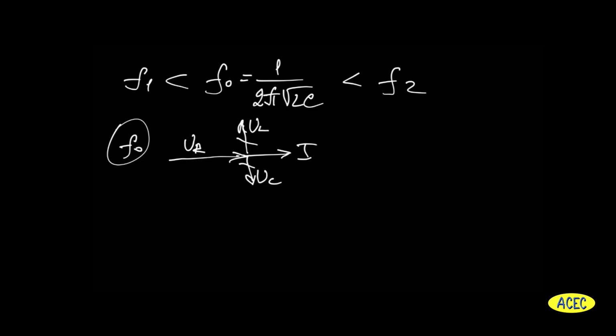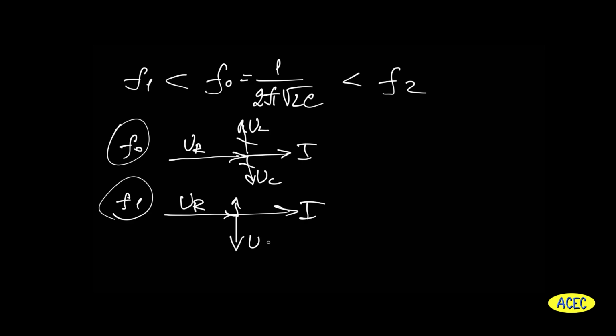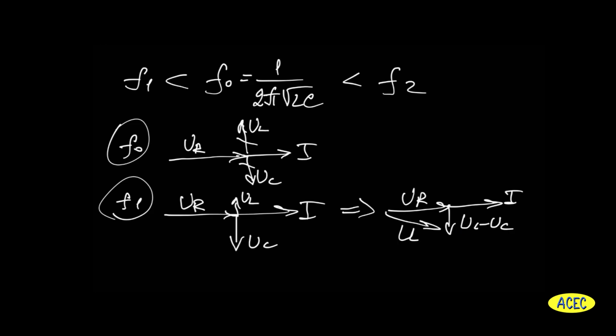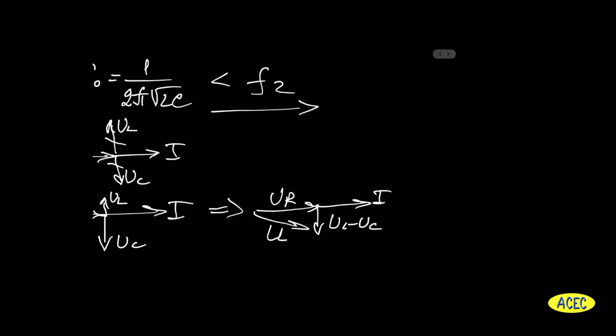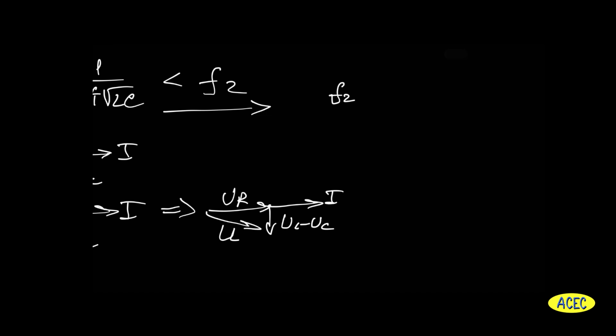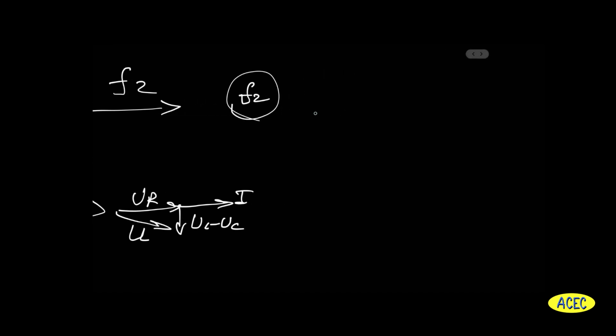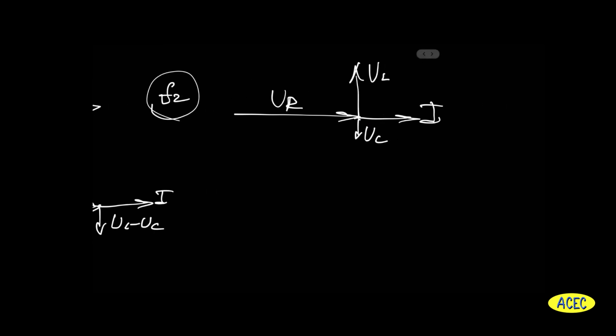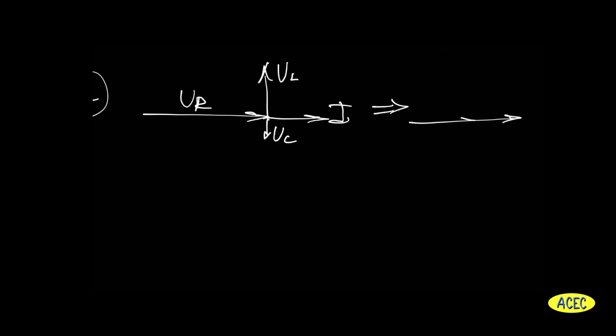Then, in case when frequency of input signal generator has a lower value than resonant frequency, we will have higher value of capacitor voltage than value of inductor voltage, which tells us about capacitive character of the circuit. And the last case, when frequency of input signal generator has the higher value than resonant frequency, we will have higher value of inductor voltage than the value of capacitor voltage. It tells us about inductive character of the circuit.